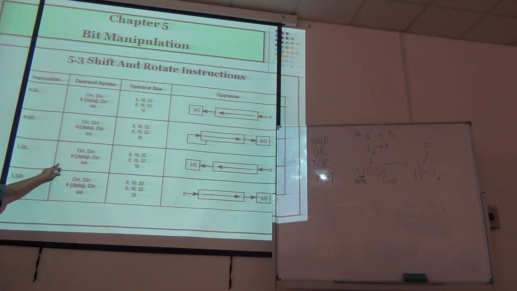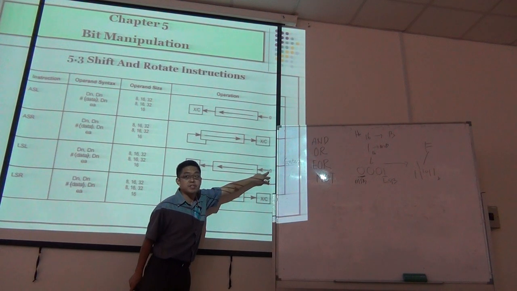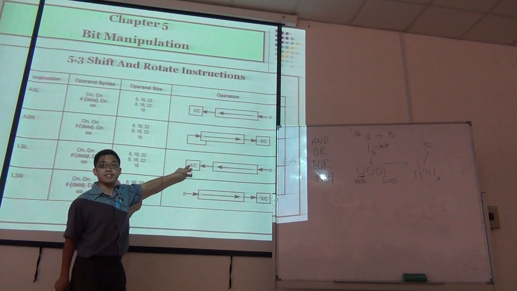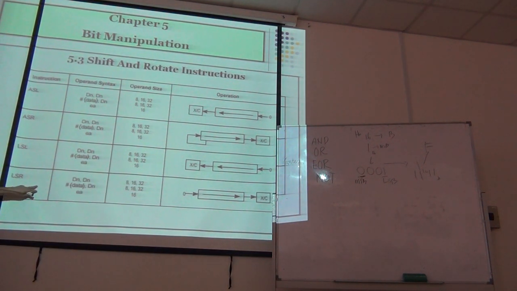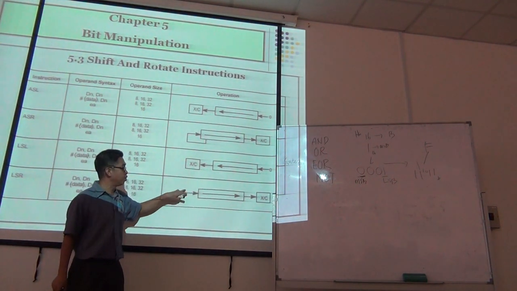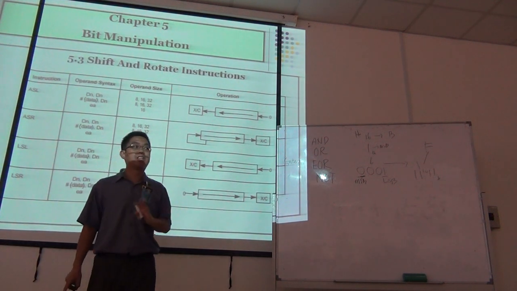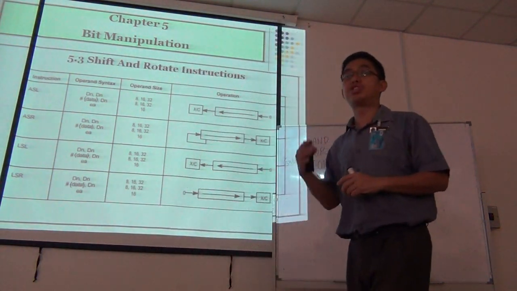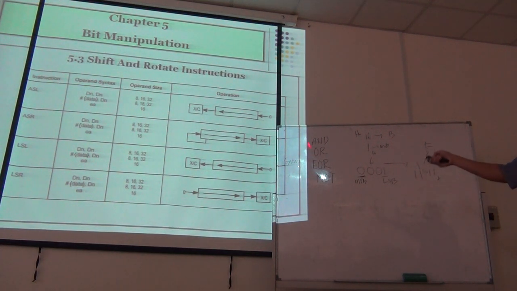Logical shift left. Nearly the same as that one. You can see that you are shifting, zero inserted, and then the rest will be shifted over here. Okay, next one. Logical shift right. You can see that it is very simple also. You are shifting to the right, putting zero, and then shifting the rest over there. The table, you need to understand how it shifts and rotates. This is shifting only. Any questions first before we go to the exercise?